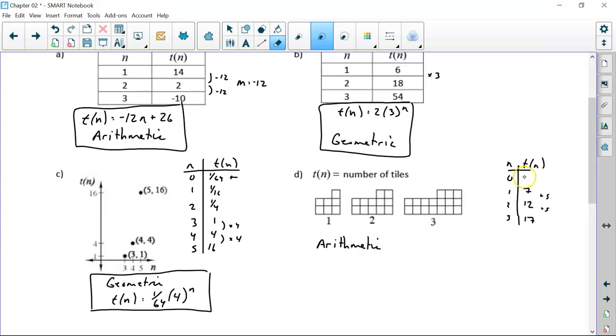Now we need to go backwards to find our term 0. So we'd subtract 5, that brings us to 2. So our sequence t of n equals 5n plus 2.